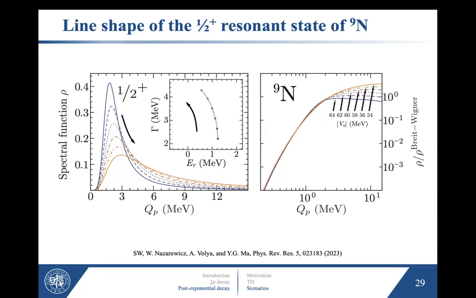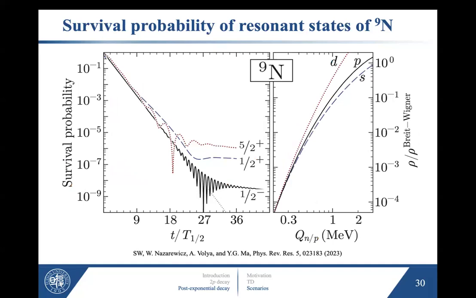We also found that this line shape depends strongly on the decay energy as well as the decay rate. When the decay rate increases, the shape becomes more asymmetric. As a result, the calculated survival probability will have some non-exponential behaviors at large times. It also happens for other excited states of nitrogen, like the 1/2 minus and the 5/2 plus states. So this is really a universal property of open quantum systems.